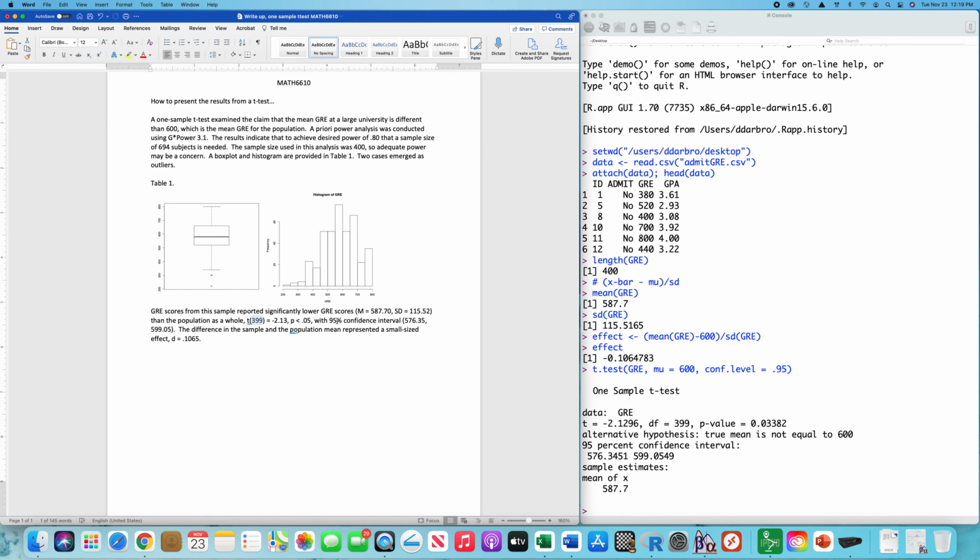Next thing I did is I reported the 95% confidence interval, again coming from the output. And then I said the difference in the sample and the population mean represented a small effect size of 0.1065.